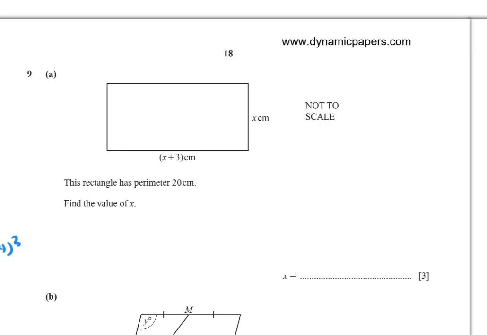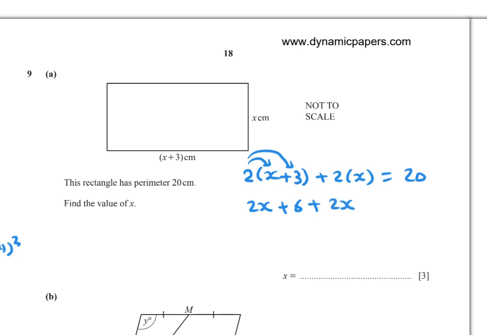Number 9. 9a. This rectangle has perimeter 20. Find the value of x. So the perimeter of the rectangle is 2 length plus 2 width equals 20. Now expand: 2 times x is 2x, 2 times 3 equals 6, plus 2x equals 20. So 4x plus 6 equals 20. So 6 goes to the other side as negative, so 4x equals 20 minus 6, which is 14. Divide by 4, divide by 4. So x equals 3.5.